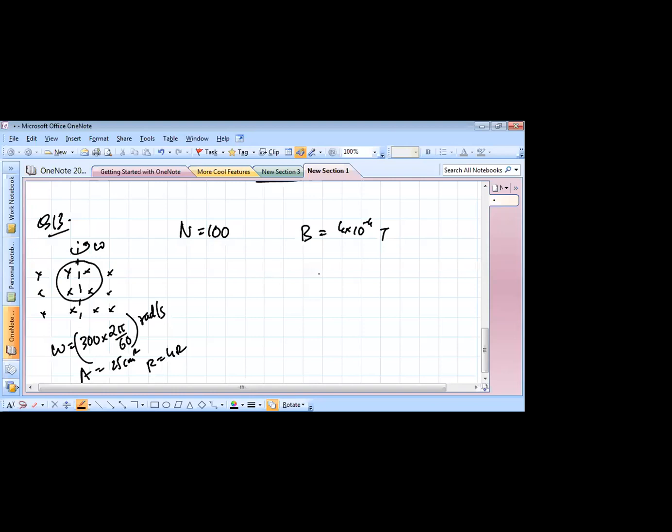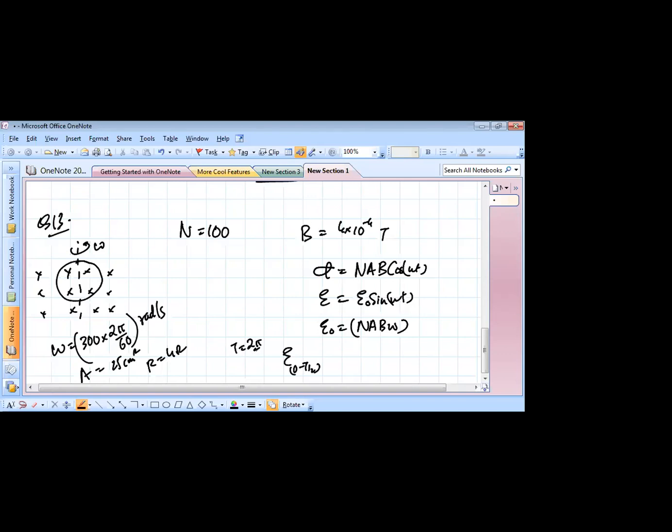The flux as a function of time is n times area into magnetic field into cos omega t. So EMF induced is E naught sine omega t, where E naught is how much? It is n times A into B into omega. Right, Arvandi, clear? Yes.